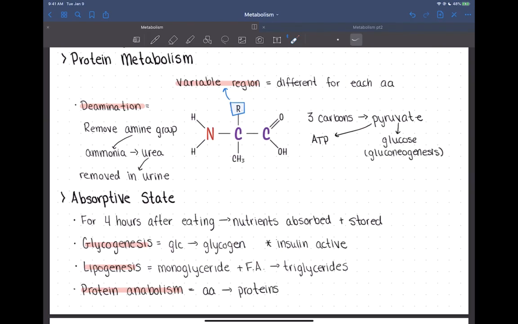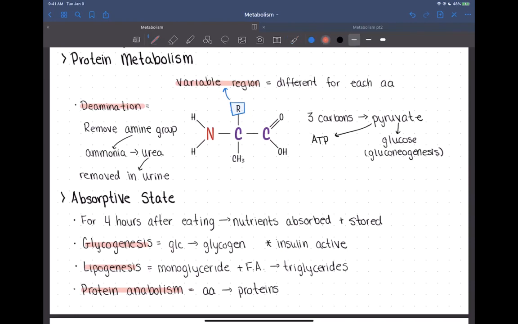Some variable regions are very simple, right? Some of them just have a hydrogen, or maybe an oxygen and an OH group, all right? Those could very easily be used for energy. However, there are some amino acids with very complex variable regions that cannot be used in this process. Okay, and so that all depends on this variable region.